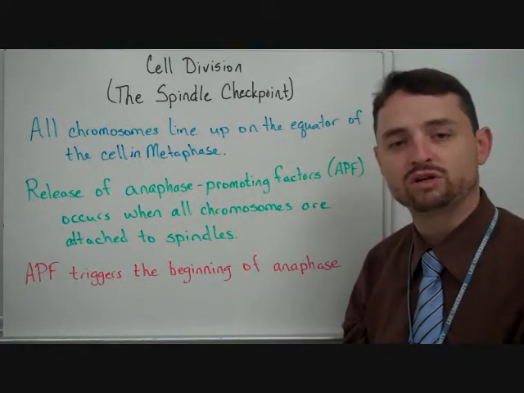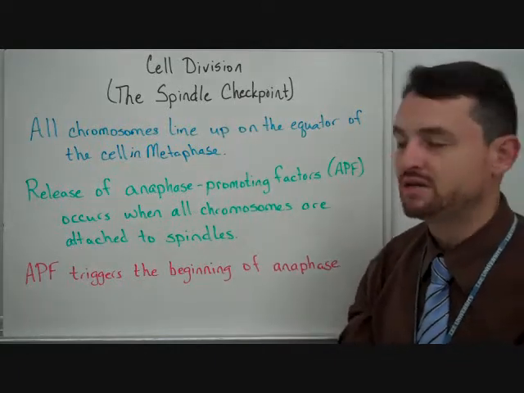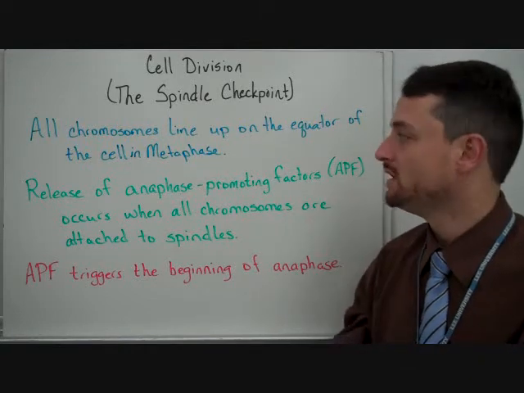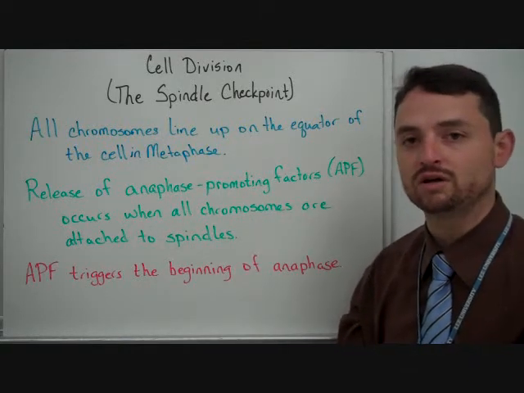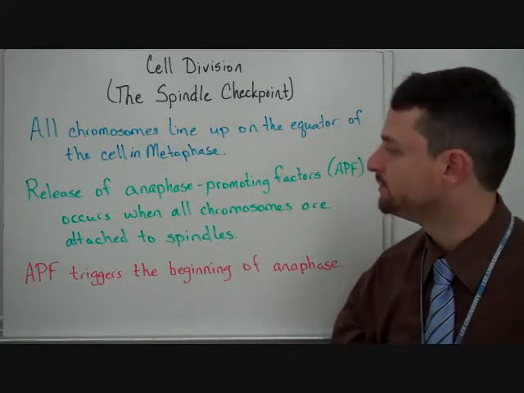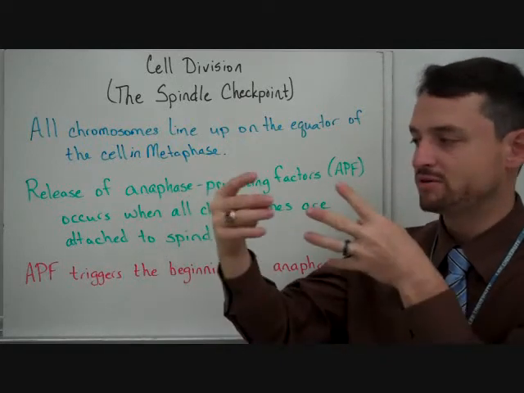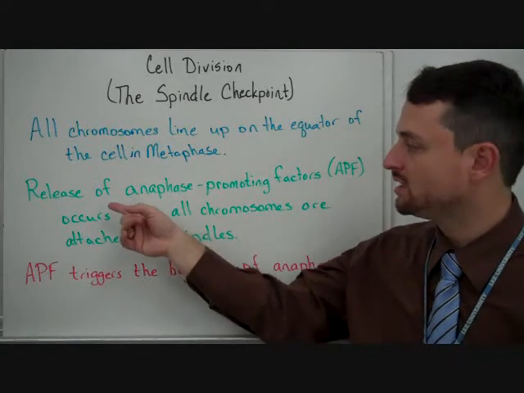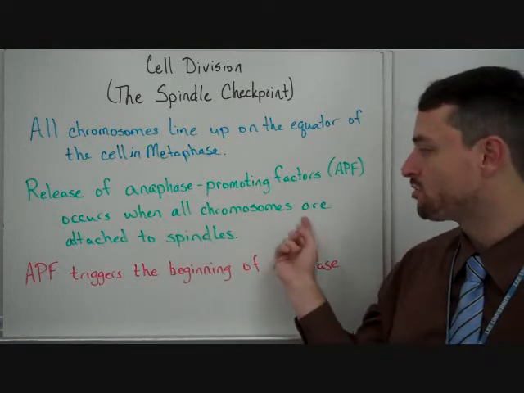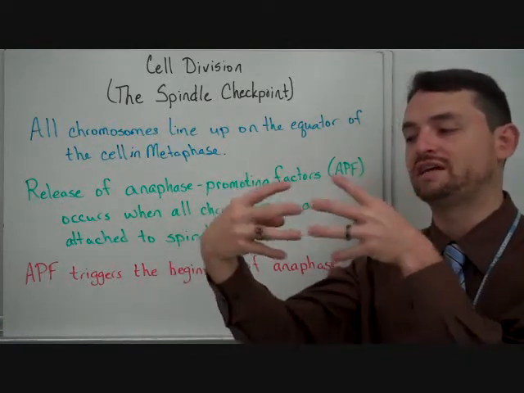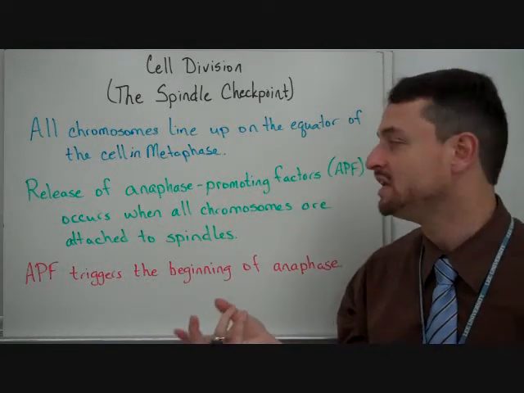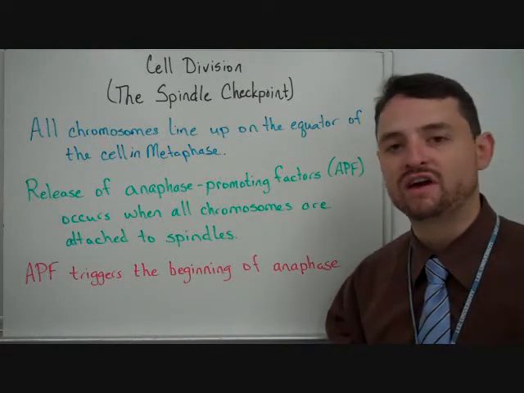Once it's in mitosis, there's one more checkpoint that it has to fulfill, and that is called the spindle checkpoint. In the spindle checkpoint, all the chromosomes line up at the equator of the cell in metaphase, and as those chromosomes are lined up on the equator, they should have spindle fibers connected at the kinetochores that we saw earlier in another lecture. So those spindle fibers are connected. As those are connected, the cell will release anaphase promoting factors, or APF, and this occurs when all chromosomes are attached to spindles. So as those chromosomes are attached to those spindles and they're lined up in the middle, that attachment gives off the growth factors needed to make anaphase promoting factors.